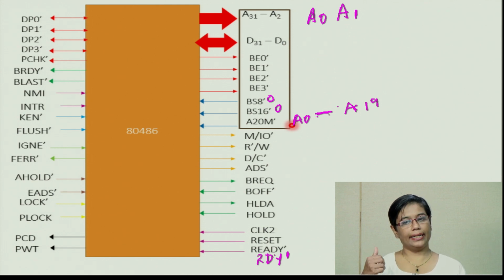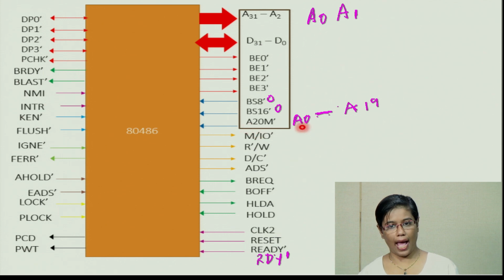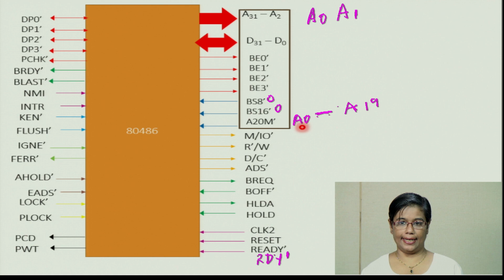So these are the address and the data lines. The two new lines with respect to 80386 are bus size 8 and the A20M bar signal, which is the address 20 mask signal, because bus size 16 was available in 80386 also. So this is the address and the data lines.